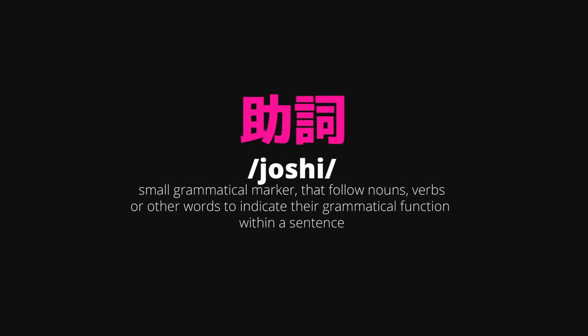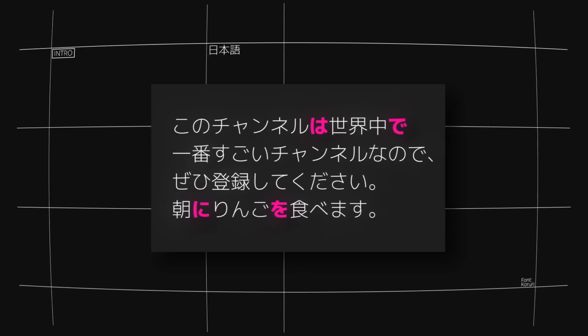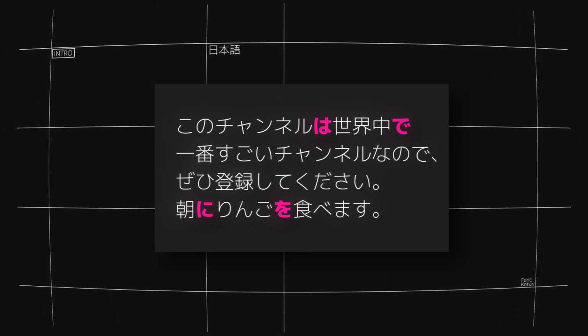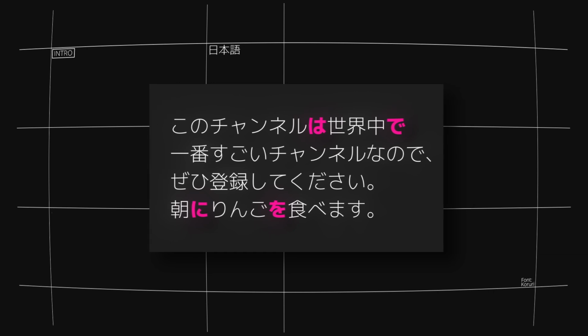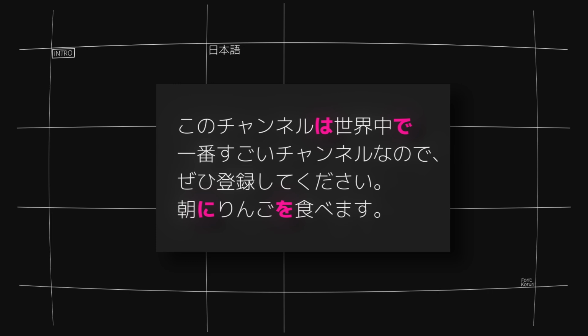Well, if we go by the original definition, we get a small grammatical marker that follows nouns, verbs, and, well, this definition doesn't help us that much, right? So let's look at a more clear example. Well, like I said, let's look at the particle, as we would say it. So if we look at this small Japanese text, you see the pink marked symbols are particles.